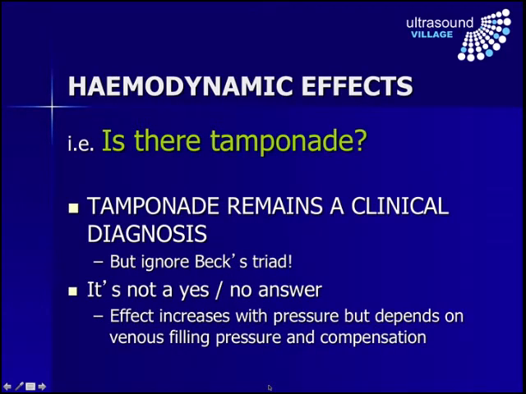So now let's discuss the hemodynamic effects. And what this comes down to, in particular in the hypotensive patient, is we are trying to decide, is there tamponade? Now it's very important to remember that tamponade remains a clinical diagnosis. But nevertheless, we know that Beck's triad, the classical signs of tamponade, are unreliable. They occur in only a minority of patients who have tamponade. But nevertheless, you cannot just diagnose tamponade based on echocardiography.